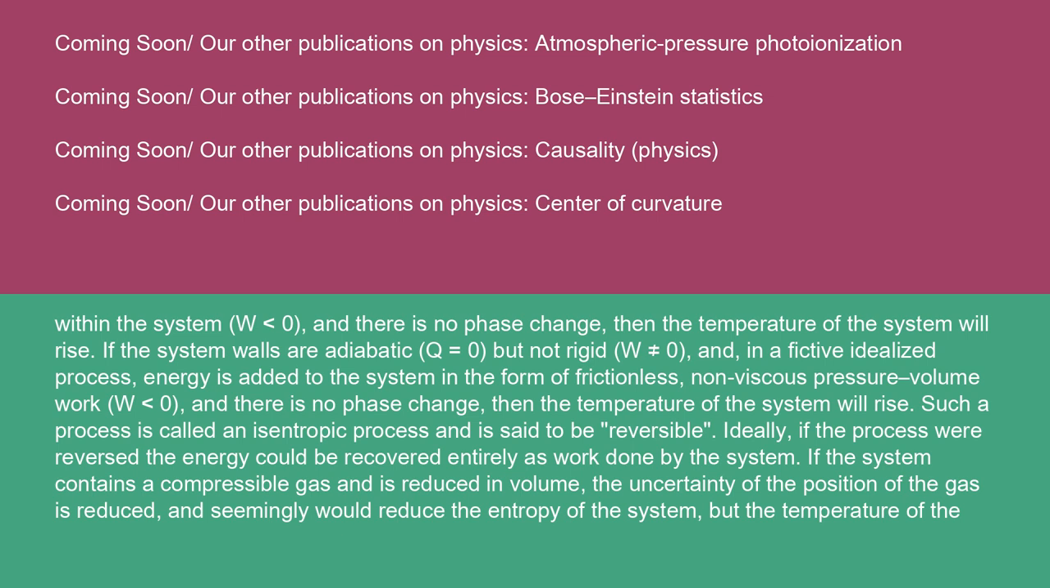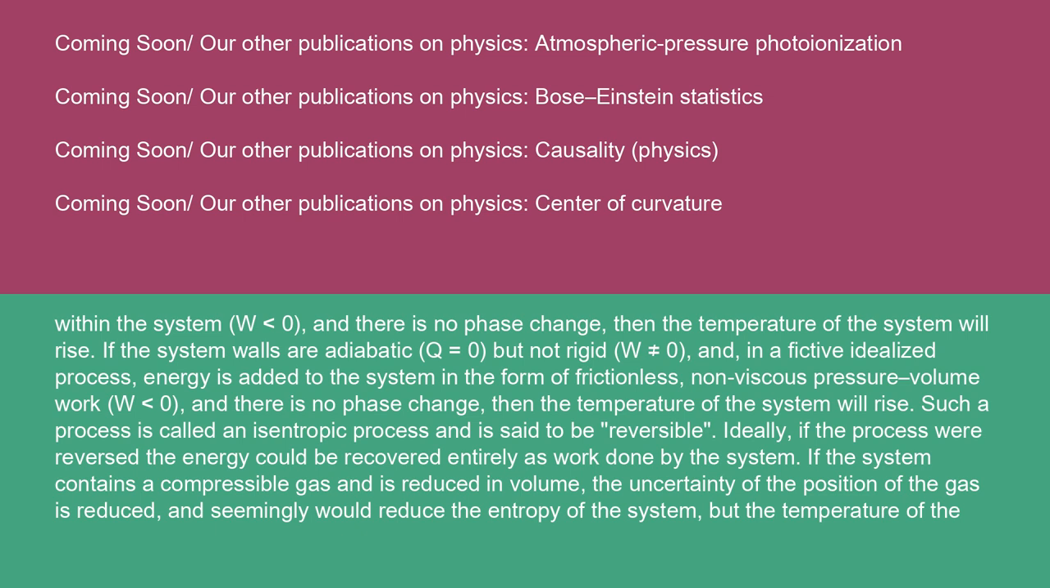If the system walls are adiabatic, Q equals zero, but not rigid, W is not equal to zero. And in a fictive idealized process, energy is added to the system in the form of frictionless, non-viscous pressure-volume work, W less than zero, and there is no phase change, then the temperature of the system will rise. Such a process is called an isentropic process and is said to be reversible. Ideally, if the process were reversed, the energy could be recovered entirely as work done by the system.